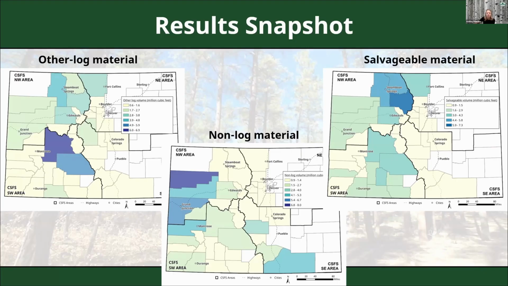And so this is just one way to look at the data, but we also provide tables and tabular data. So for each county, it's broken out by forest type and ownership, so different stakeholders can really start to paint a picture of what could be a sustainable business idea or not.